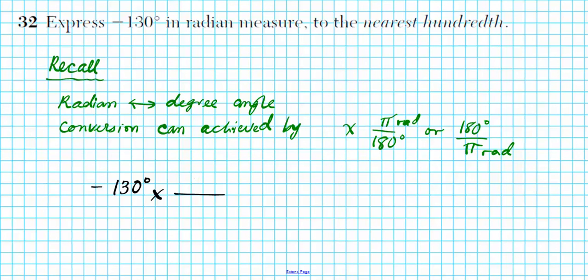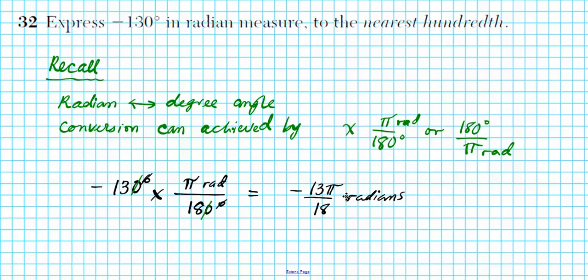Why is that appropriate? Well, notice this, pi radians, the degree is in the denominator, which is exactly what we want. So the degrees cancel out. We can also divide by 10, you can't divide by 0. So divide both sides by 10, which results in the cancellation of the zeros. So we have negative 13 pi divided by 18 radians. Is this the final answer that we need?